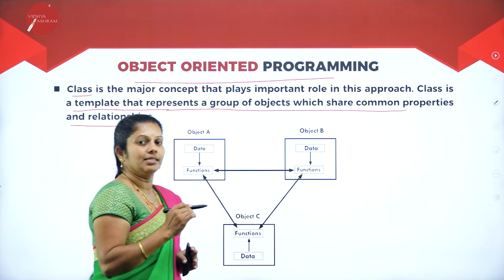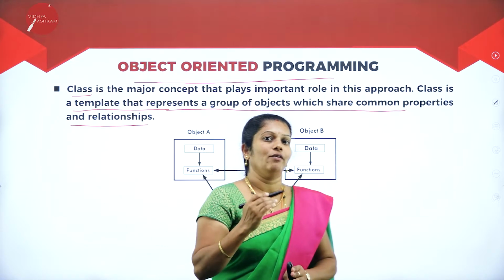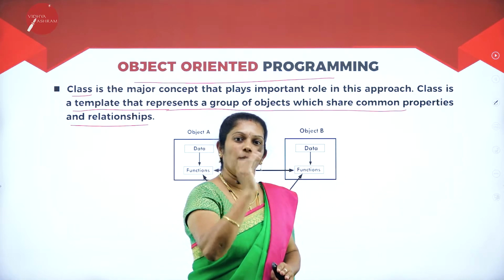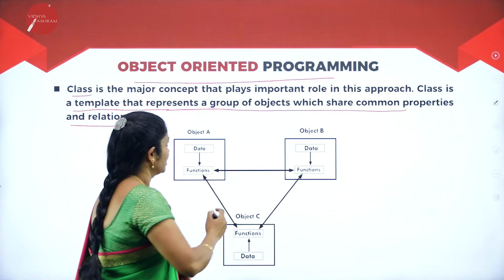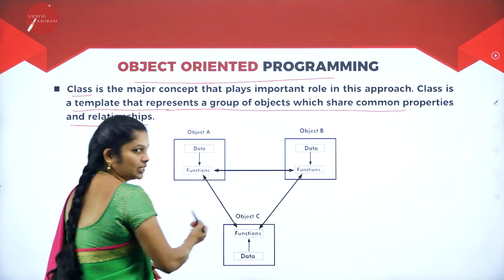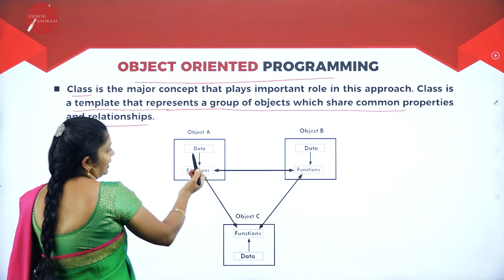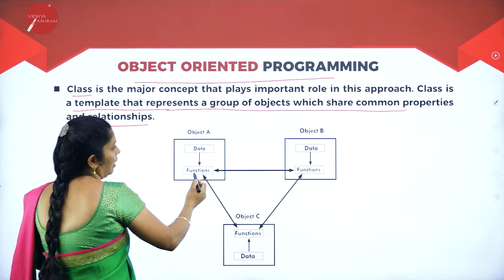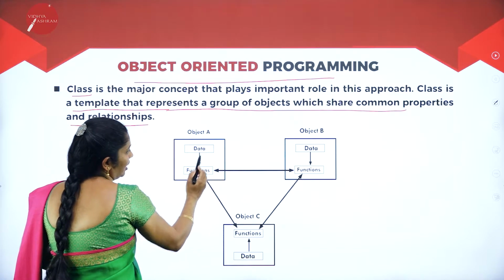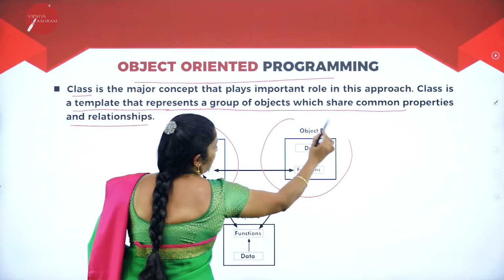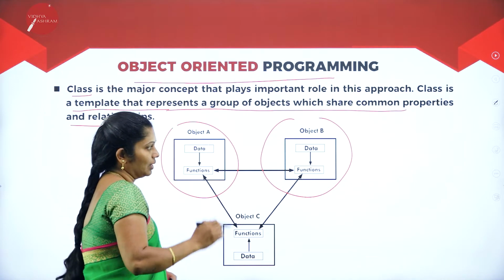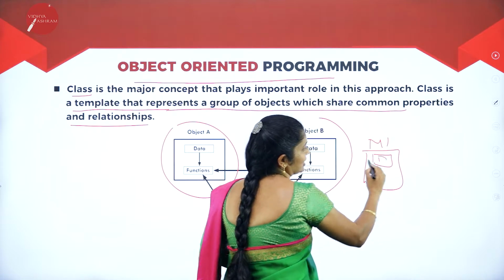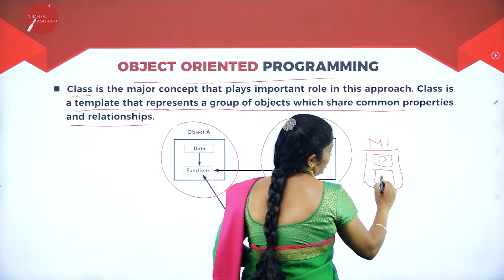For example, consider one mobile. On that mobile, we have data as well as functions. The collection of related objects, that is related mobiles, can be called a class here. Consider we have object 1, object 2, object 3. All the objects have data as well as functions. But each object interacts with the others by using the functions only. Consider we have mobile 1. In this mobile 1 we have data, that is nothing but contacts, as well as functions.